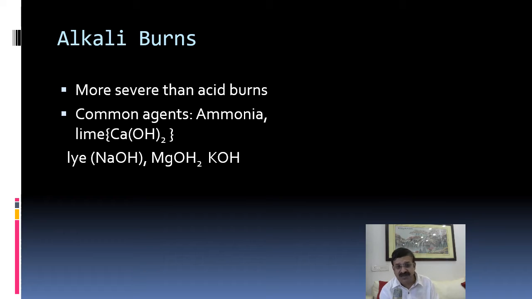Now, common agents which we find are ammonia, lime, lye, sometimes even magnesium hydroxide. And among these, the commonest is ammonia. Why? Because ammonia is a solution which is usually found in drain cleaners. So this is used in household drain cleaning or cleaning of the sinks and wash basins, and hence the propensity to cause accidents and spilling into the eye is also much more.